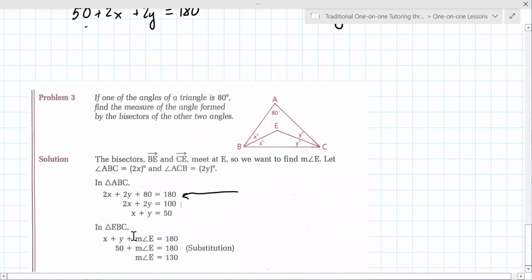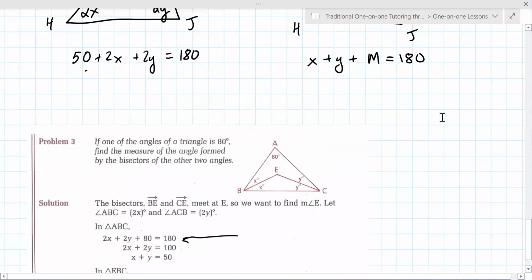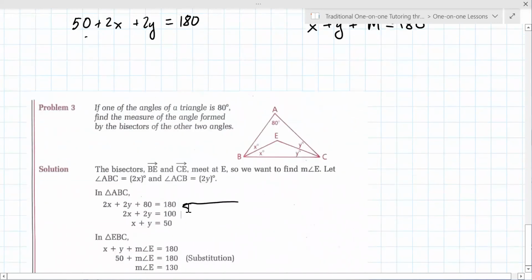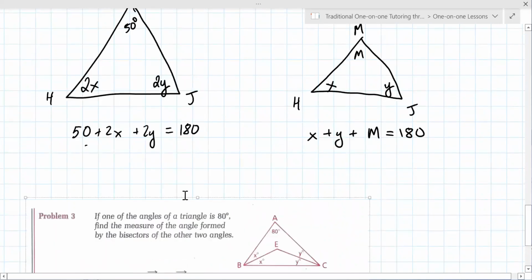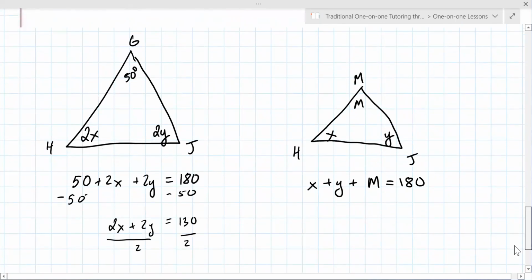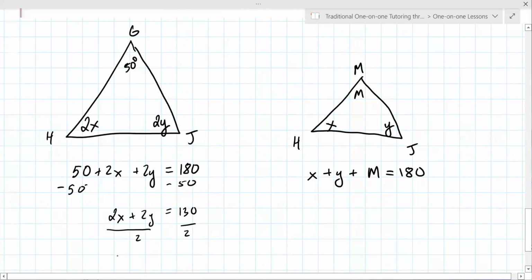They write the equation we have, but they use this substitution. That probably doesn't make much sense, so let me show you that here. This is correct, the way we have it written. So on the left here, let's subtract 50 from both sides. So it's 2x plus 2y equals 130. Divide both sides by 2. So you have x plus y equals 65 on the left here.